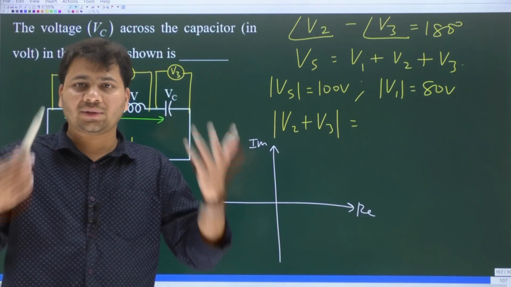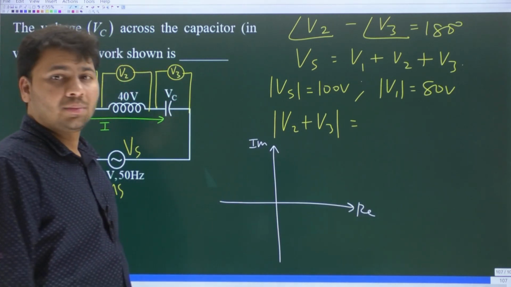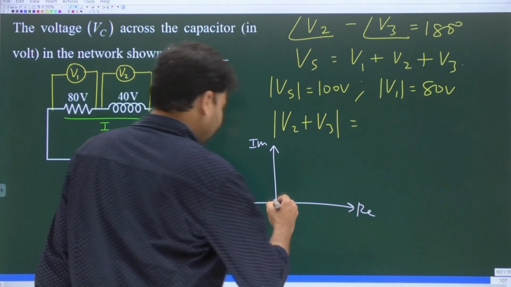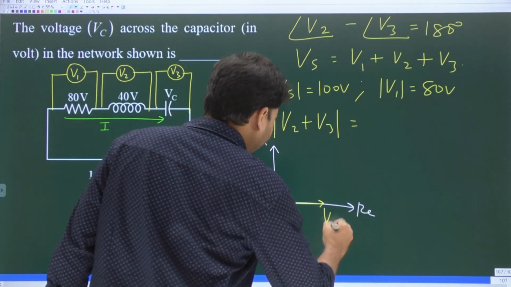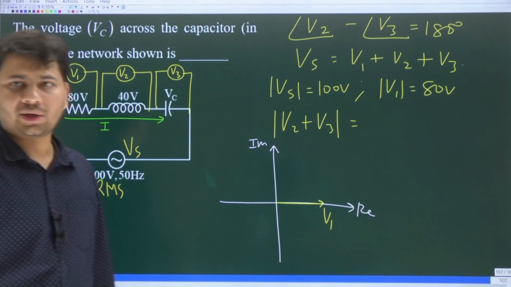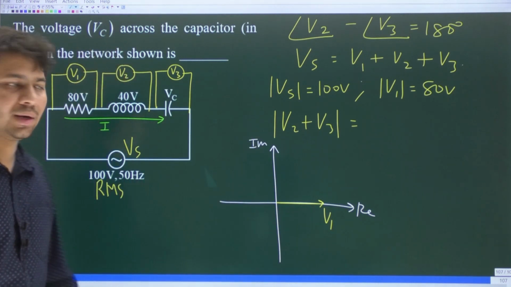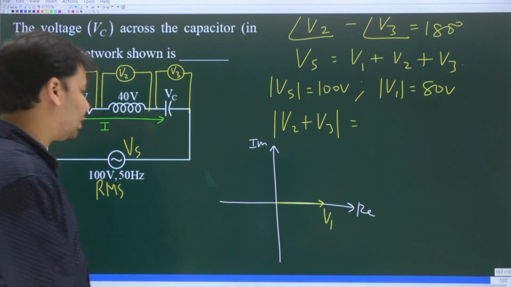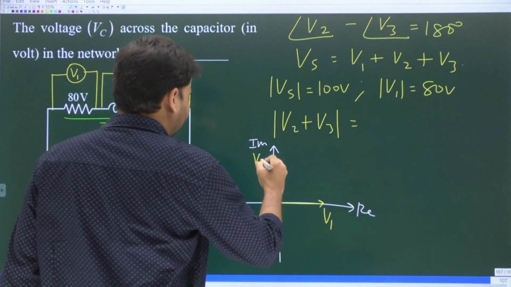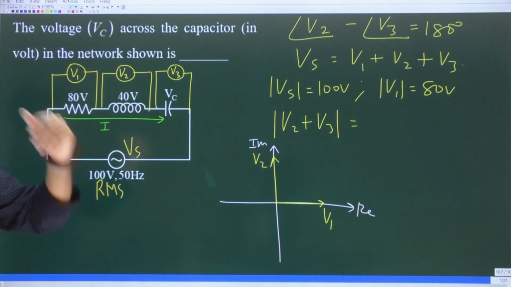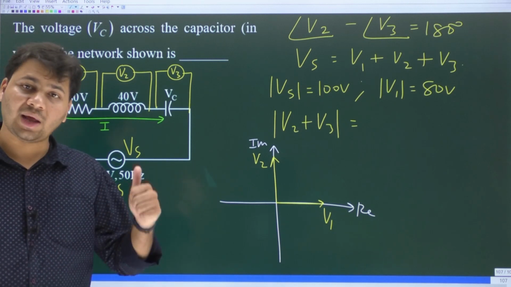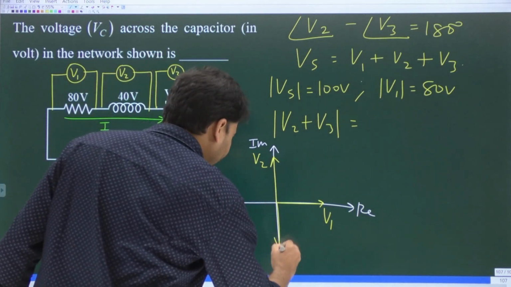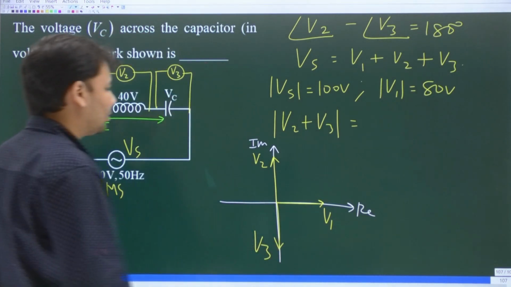So you have to imagine the phasor diagram. Please look at the screen. Let this be V1, the voltage across the resistor, along the positive real axis. V2, the voltage across the inductor, will lead V1 by 90 degrees, so it will be like this. V3, the voltage across the capacitor, will lag the voltage across the resistor by 90 degrees, so it will be like this.